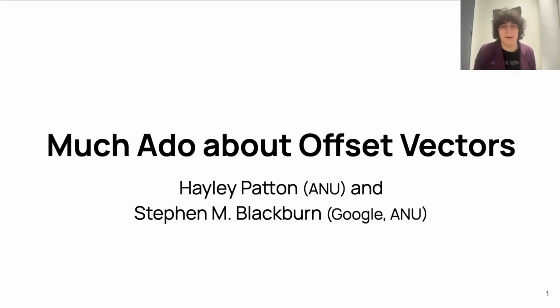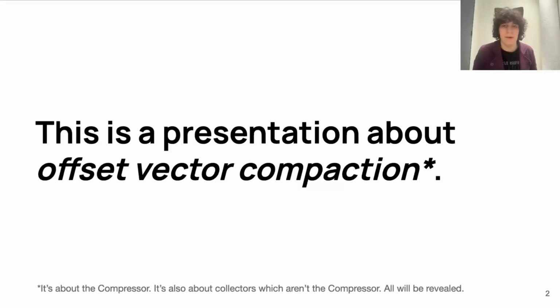Good morning. This is a presentation involving much ado about offset vectors. In particular, it's about a kind of garbage collection algorithm which we've identified and named offset vector compaction. An offset vector compactor performs in-place compaction, and I'll first describe in-place compaction in order to explain why offset vector compactors are important.